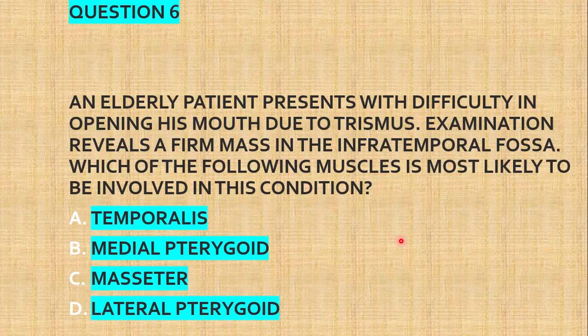Question 6. An elderly patient presents with difficulty in opening his mouth due to trismus. Examination reveals a firm mass in the infratemporal fossa. Firm mass in the infratemporal fossa. Which of the following muscles is most likely to be involved in this condition?